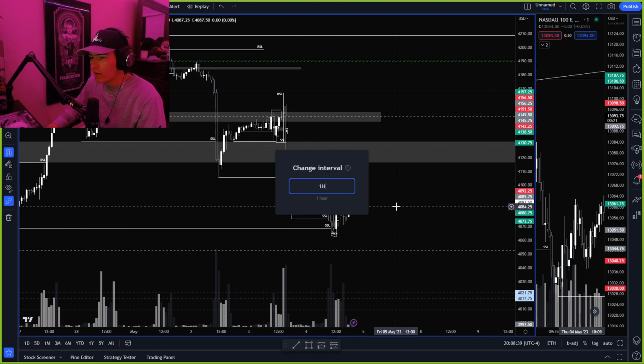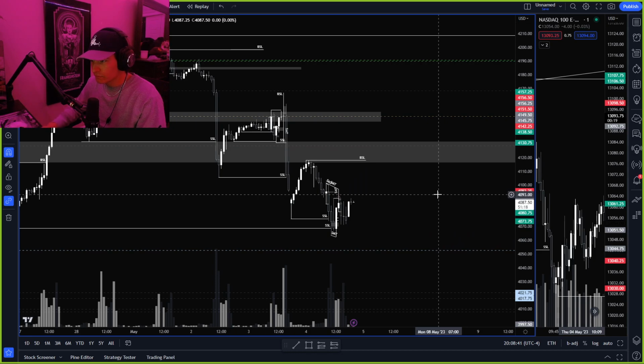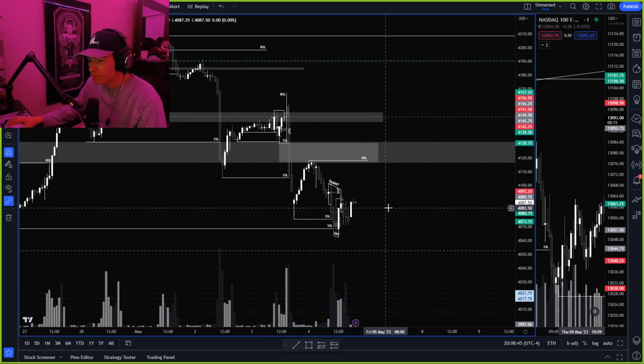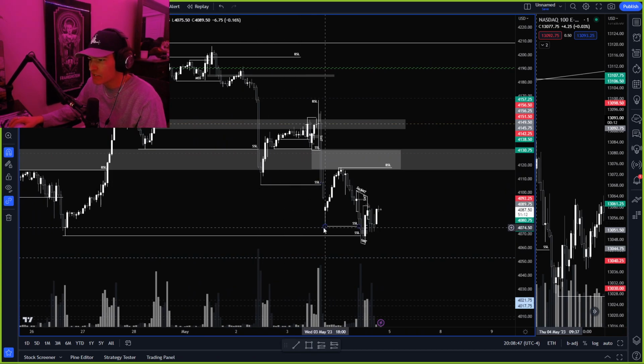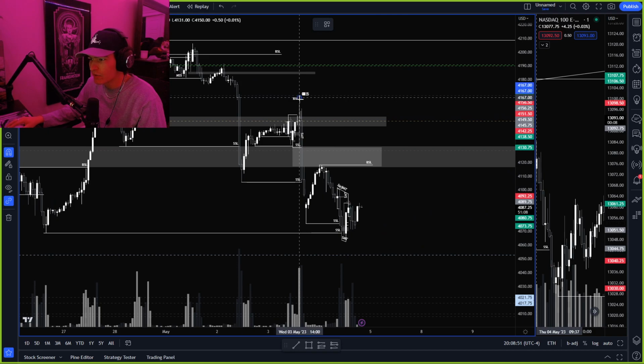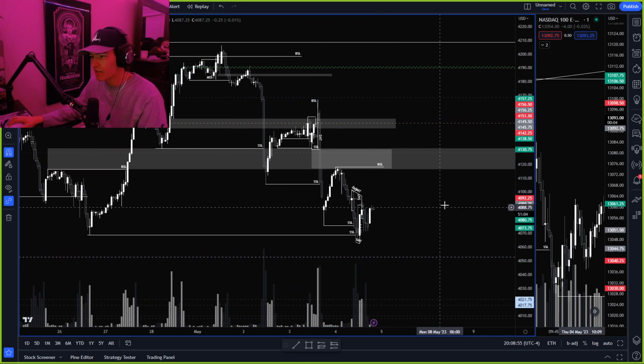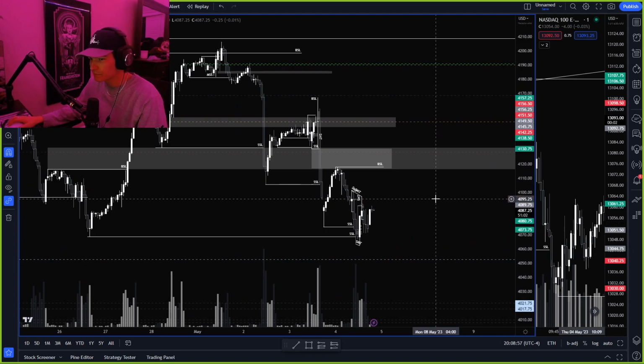So when I see this, we have this fair value gap here on a 1 hour. We get a break of the sell side level. We bounce from the lows. I do want to see if we hit discount or not. I don't think we did. So we never ended up actually hitting that discount retracement.